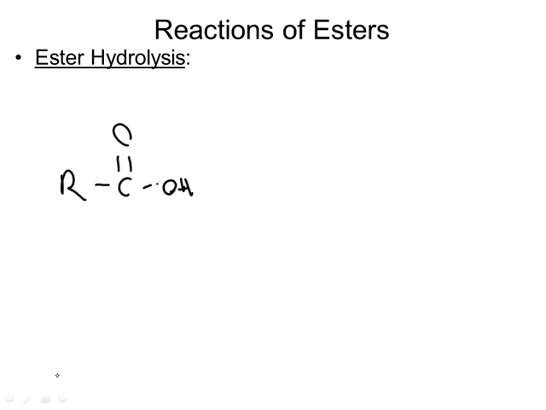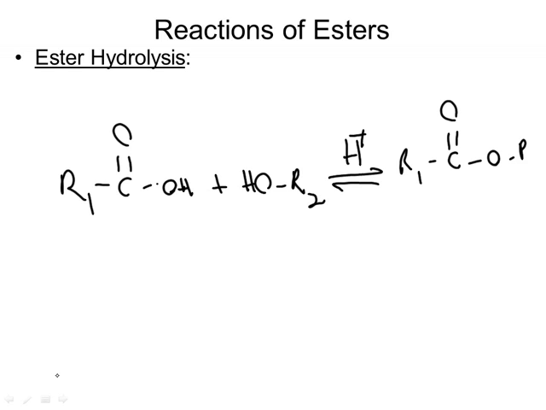So, ester hydrolysis, literally ester hydrolysis is the reverse of esterification. So remember, esterification is where you take a carboxylic acid and you add an alcohol. It's an equilibrium. You add it with H+, and then you get out an ester and water. This is esterification.